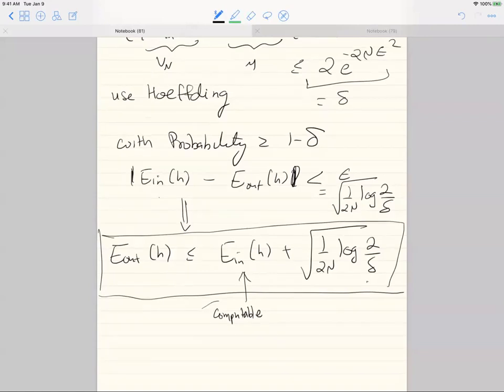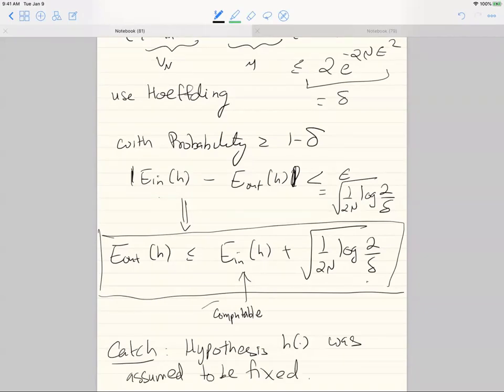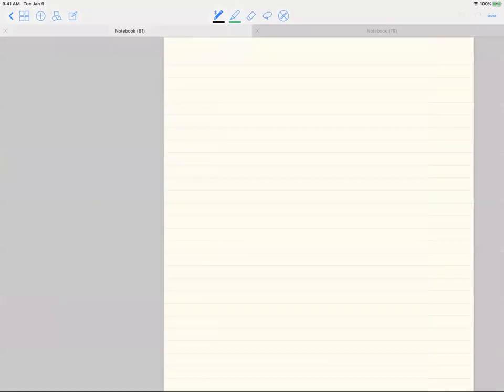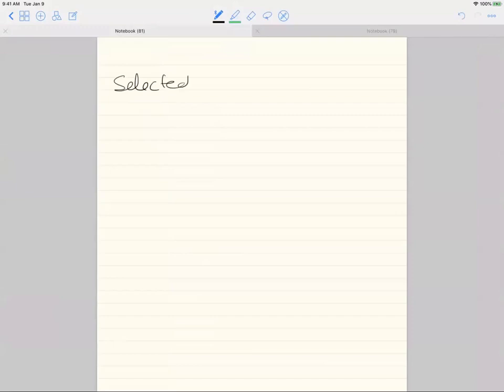So this sounds good, but there is an important catch here. The catch here is that the hypothesis H was assumed to be fixed. There is nothing really to learn here. We assume that the hypothesis H is fixed and it was selected before observing the training set. Now in practice, this is never the case.